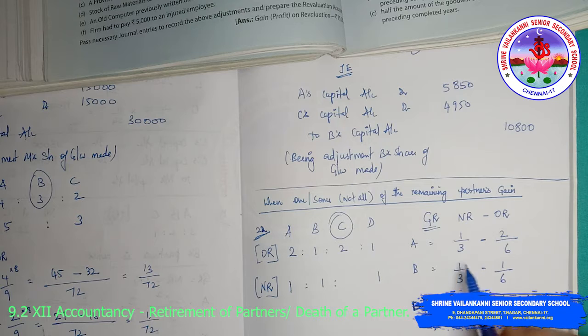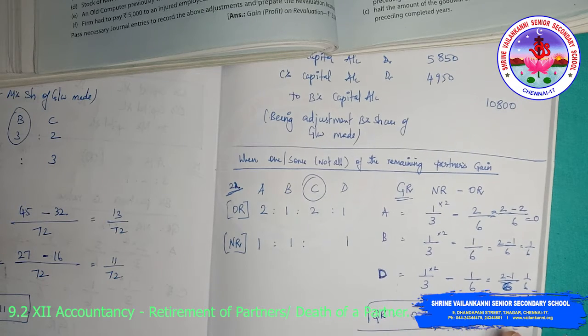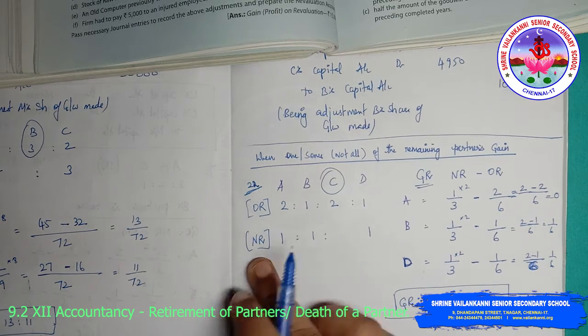Now here your denominators are different, so I'm just going to multiply this with 2. So 2/6. Then 2 minus 2/6 is 0. Then 1 into 2, so 2/6 minus 1/6 comes to 1/6. So the gaining ratio is 0:1:1. Which means A is not a gaining partner. A doesn't gain anything by the retirement of C.